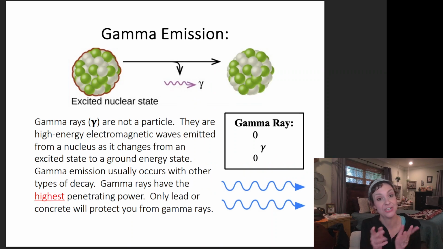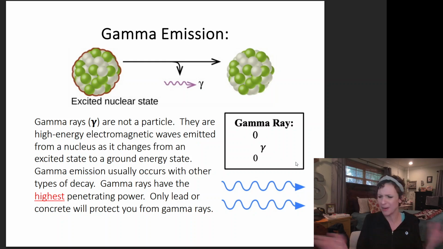Now, gamma emission. Gamma rays are not a particle at all, meaning not a proton, not a neutron. I can't even really write a nuclear symbol for it; I got zeros across the board. That's just because they are high-energy electromagnetic waves that are emitted from a nucleus as it changes from an excited state to a ground state. Gamma emission usually will be accompanied by one of the other types of decays. Whenever something emits an alpha particle, usually some gamma is being shot off there too. Same thing with beta and positron emission, okay?